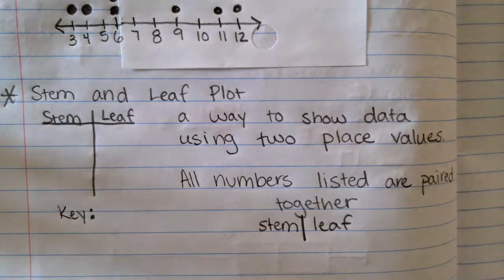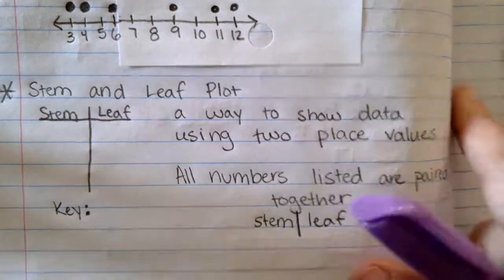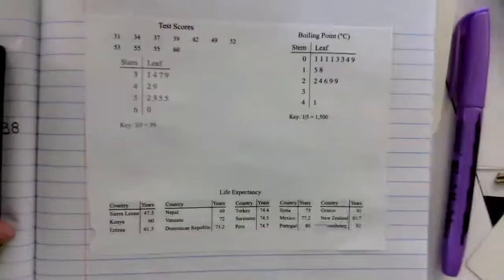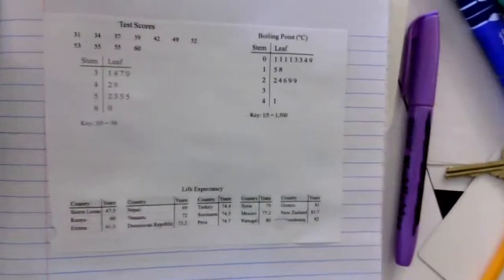Alright, here we go. So 7 leaf plots. In this first one, we have our test scores. And how are we reading those test scores?